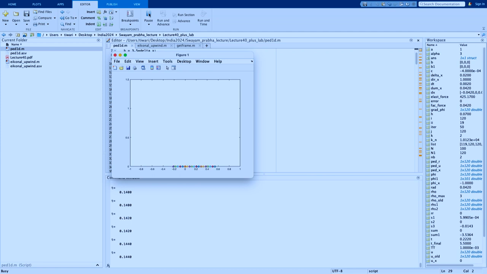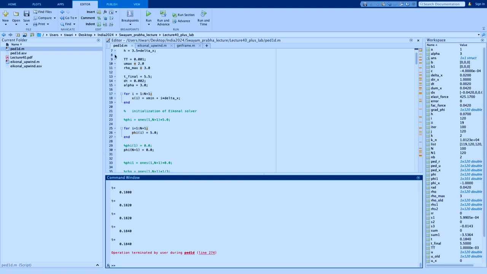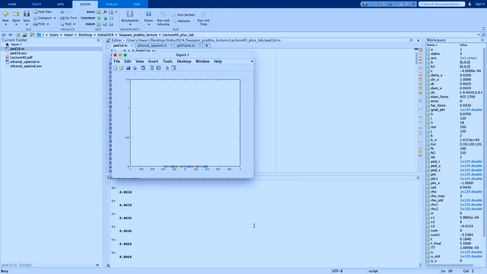On the other hand, if I put the exit on the left part, it means I just put this as 1. I comment out the other, so only one boundary condition on the left. Then of course I get the Eikonal solution coming down here, and the pedestrians move to the left exit.